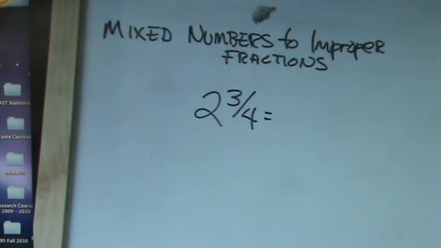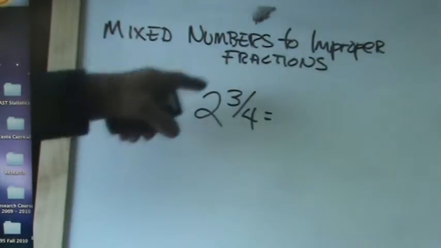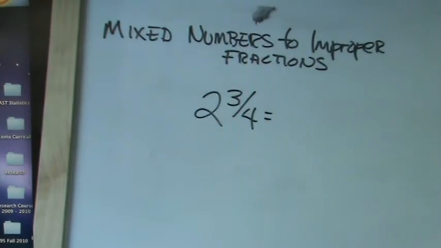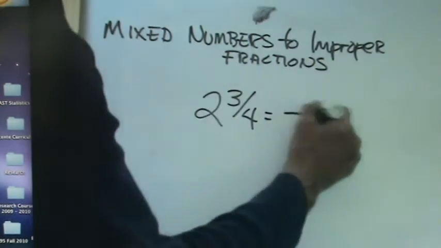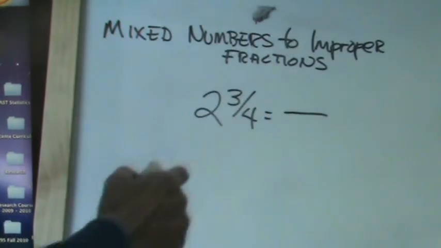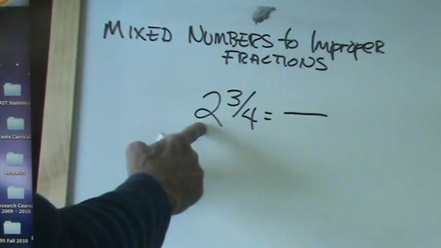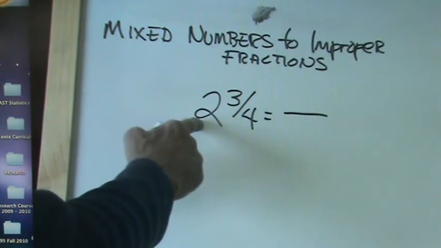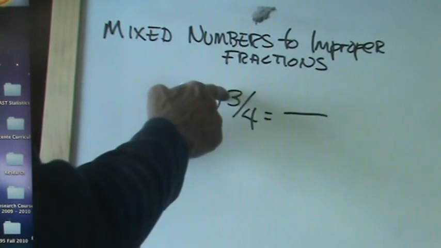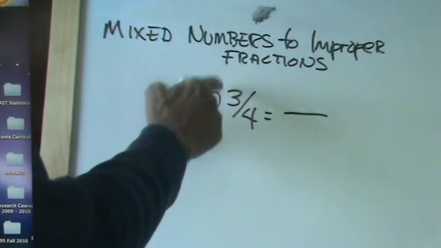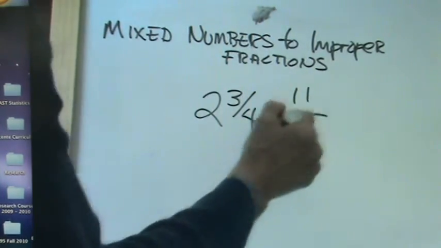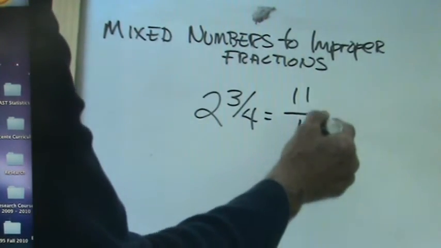Okay, let's take a look at this example. 2 3/4. And I want to change this into an improper fraction. So I multiply the denominator times the whole number. 4 times 2 is 8. I add the top: 9, 10, 11. And I use the same denominator.